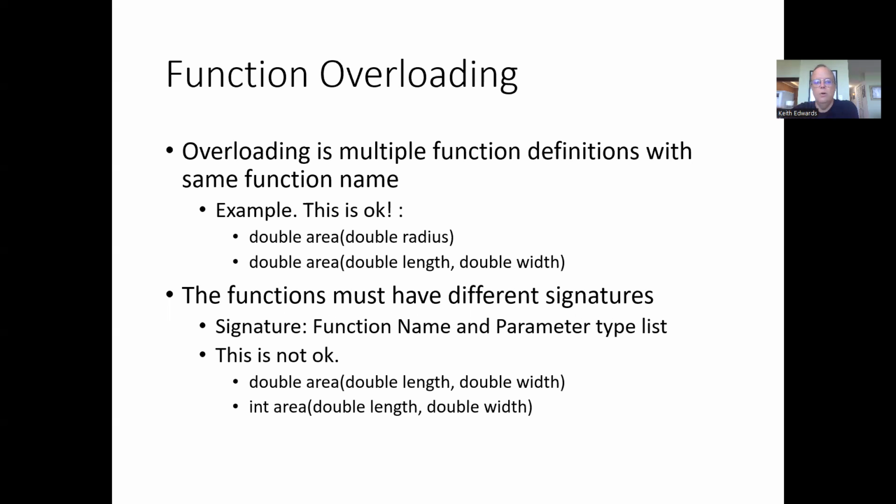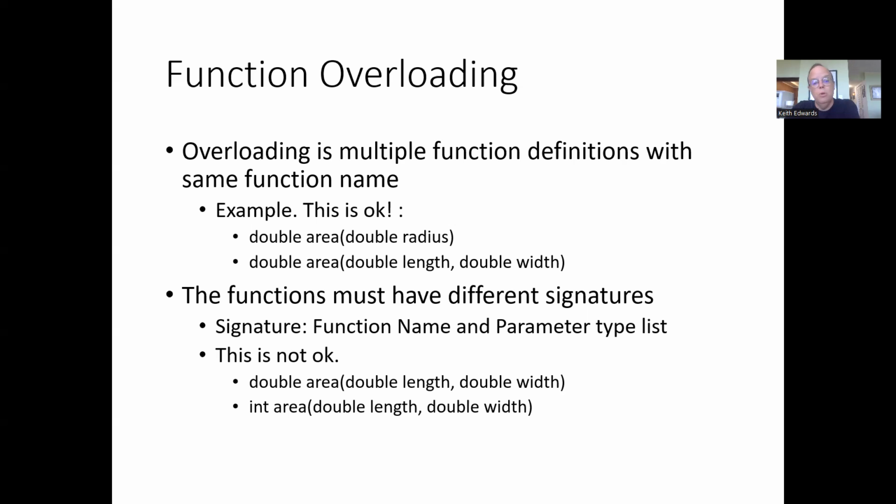And then you can also do overloading for functions. We talked about a function having a signature, which is the name of the function followed by its parameter list. And so you can have two functions with the same name as long as they have different parameter lists. So for example, this is okay: double area with radius, and then double area with length and width. If we wanted to calculate the area of a circle, we'd use the first one. If we wanted to calculate the area of a rectangle, we would use the second one. Those have different signatures because there's a different parameter list, even though they have the same name.